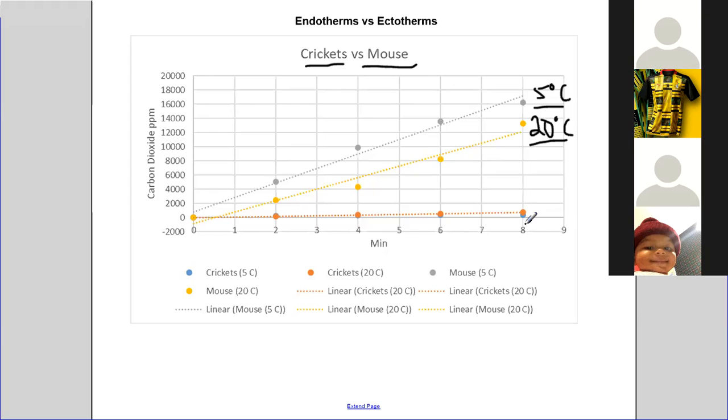But when you look at the mouse, I know it's hard to see here, but I mean, excuse me, not the mouse, but the crickets. You can see the crickets are actually the opposite. Their respiration was higher at 20 degrees and lower at 5 degrees. But there's a difference between a mouse and a cricket. What is the difference? Well, one is an endotherm and one is an ectotherm. So endo means inside and ecto is outside. Another way of saying this would be endotherms are warm-blooded, and that would be the mouse. They're warm-blooded. That's my mouse.